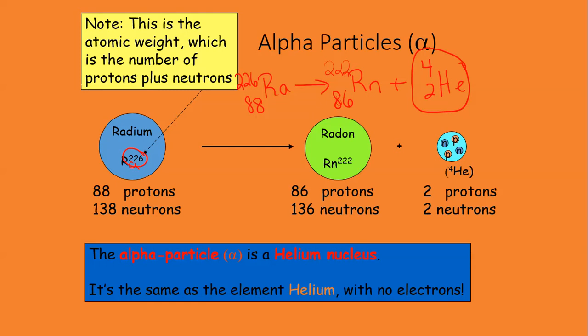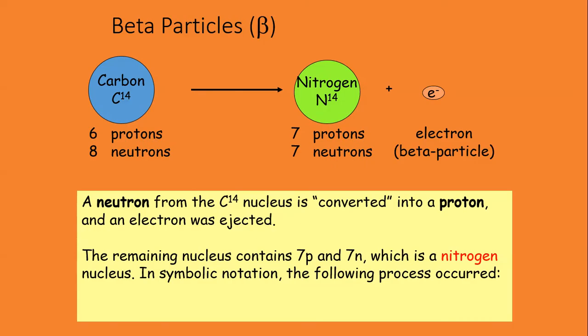Now, we're going to do a couple of them in just a minute, a couple of them on your homework, and then you're going to practice doing some on your own. Again, notice it's really just subtraction, right? If you have a mass of 226 and you took 4 away, you end up with 222. If you had 88 protons and 2 of the mass you took away was protons, you went from 88 to 86. All right. Beta particle emission.